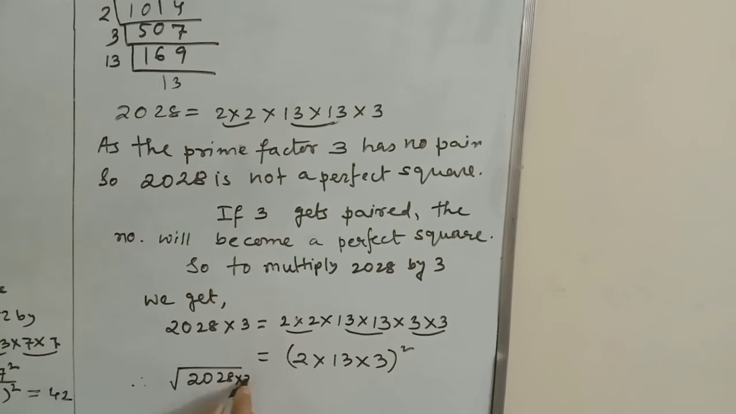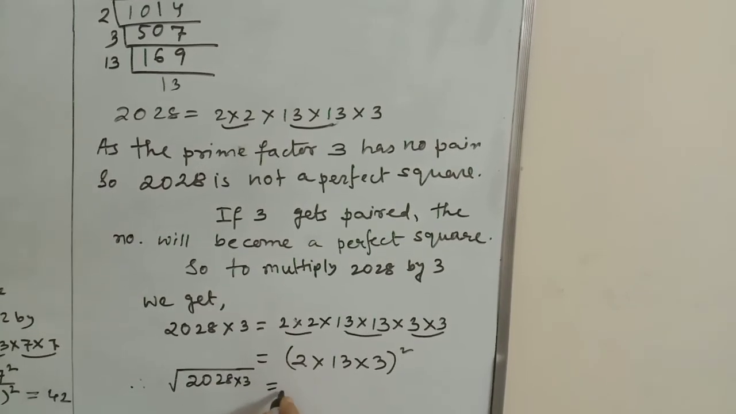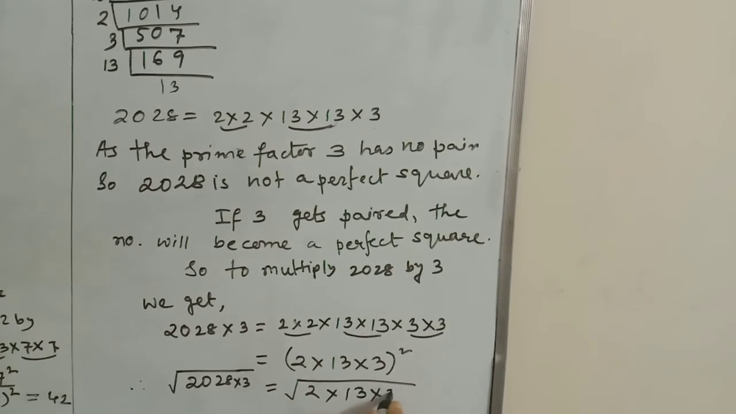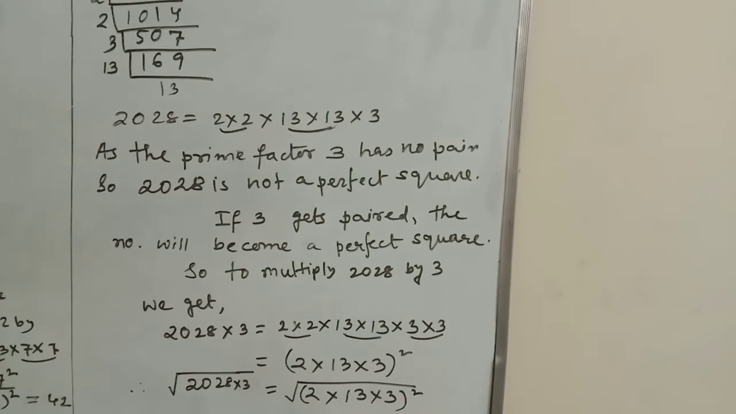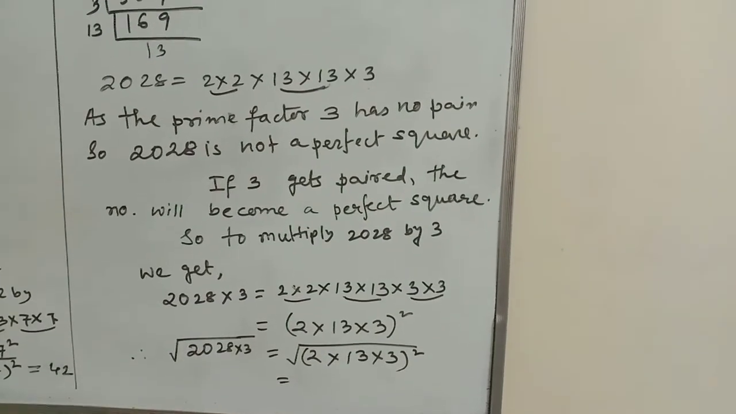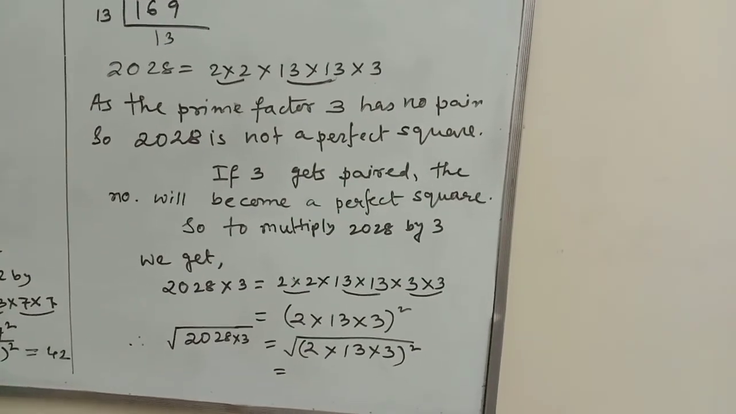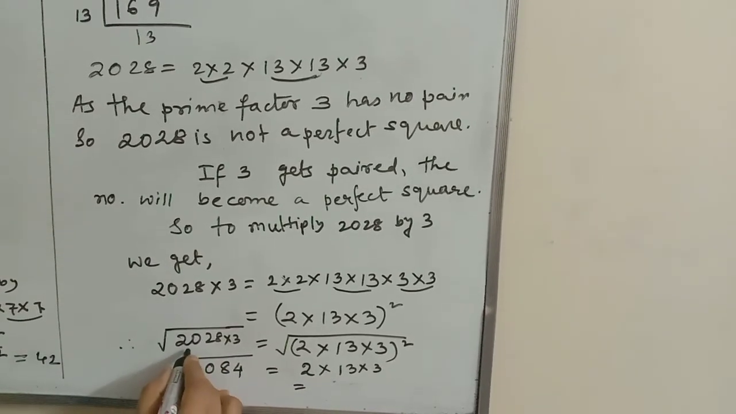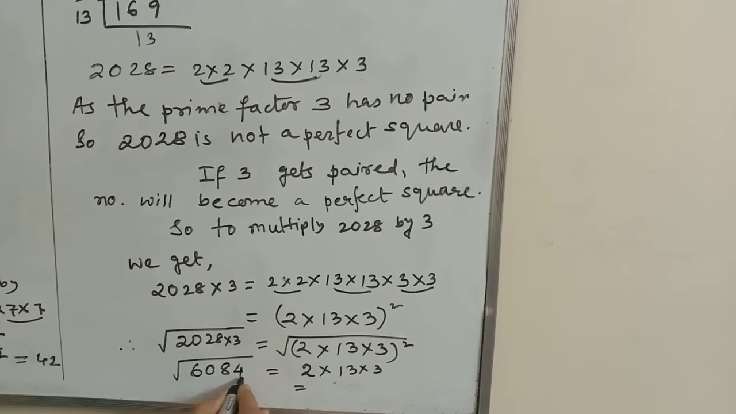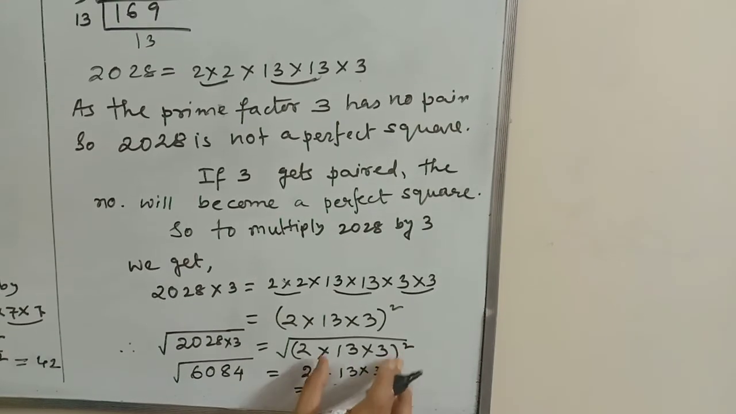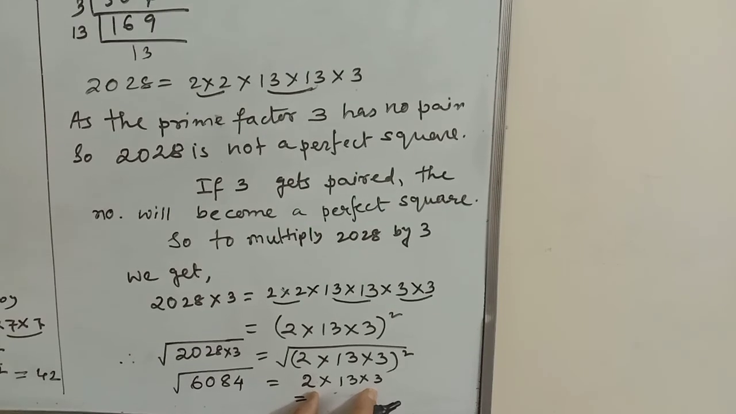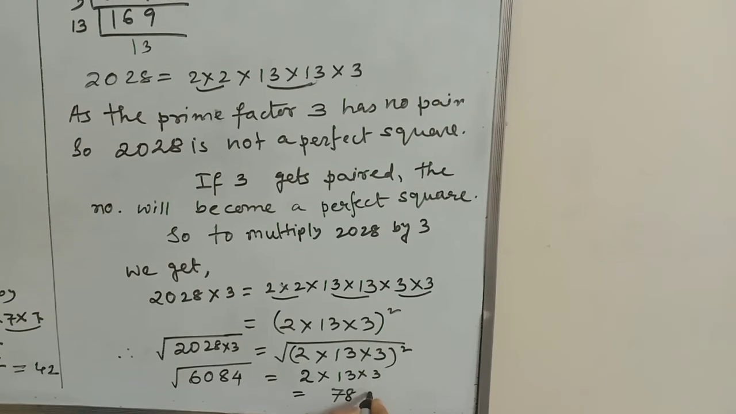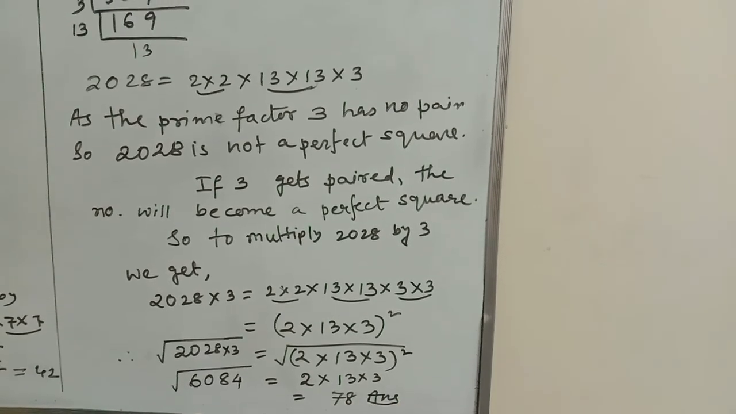Therefore the new number 2028 into 3, which is 6084, has a square root of 2 into 13 into 3. Out of each pair you take a single number only. So you will get 2 into 3 is 6, 6 thirteens are 78. So 78 is the square root of the new number so obtained.